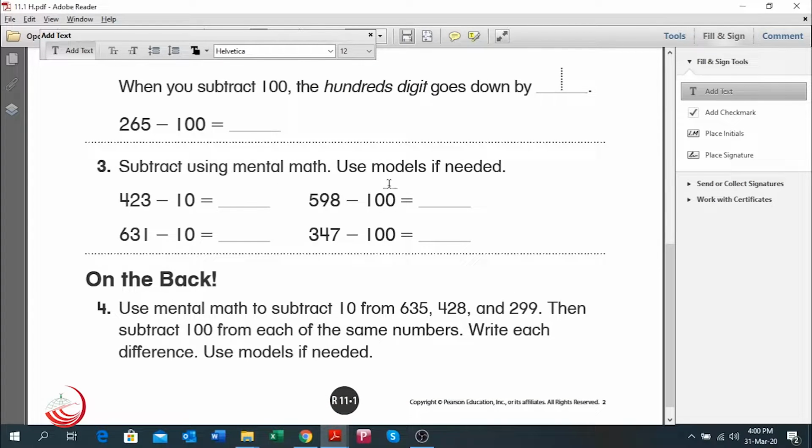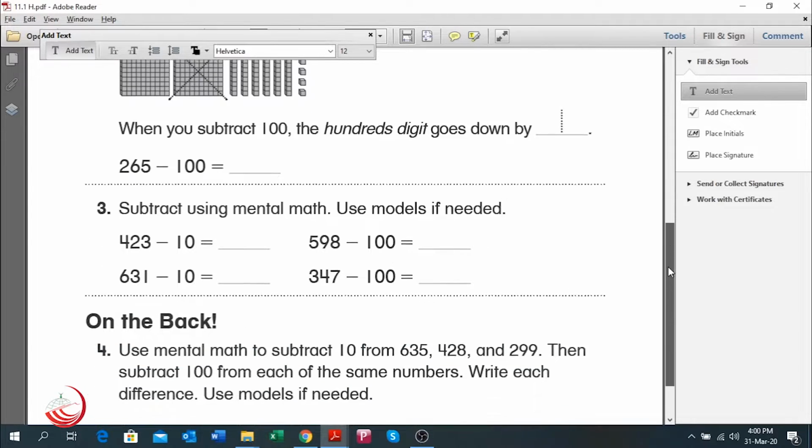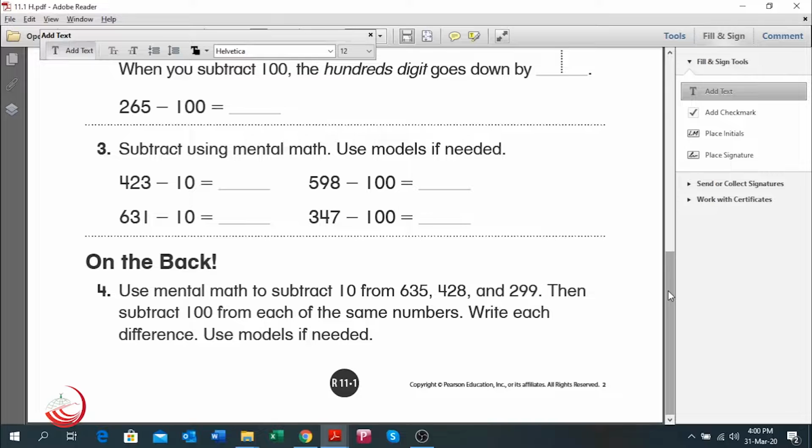Subtract using mental math. Use models if needed. If you want, you can draw blocks and subtract a 10 or 100 like this. If you can do it that way, it's easier and faster. 423 minus 10, 631 minus 10, 598 minus 100, 347 minus 100. If you want to answer right away, you can do that. If you want to draw blocks and cross out the 100 or the 10, you can do it either way. As long as you get the correct answer, it's all good.